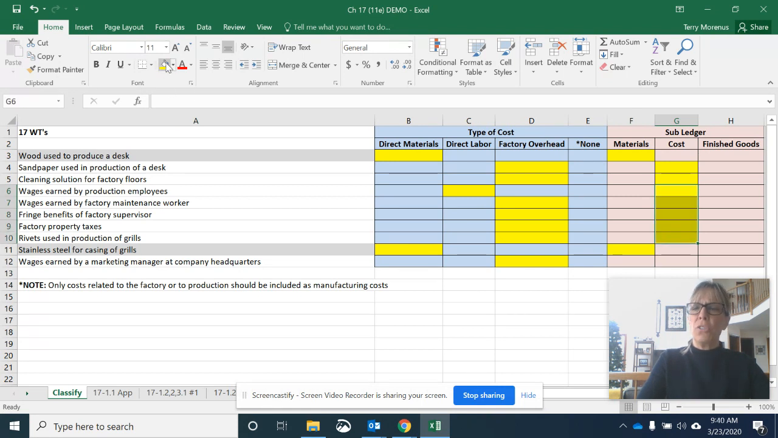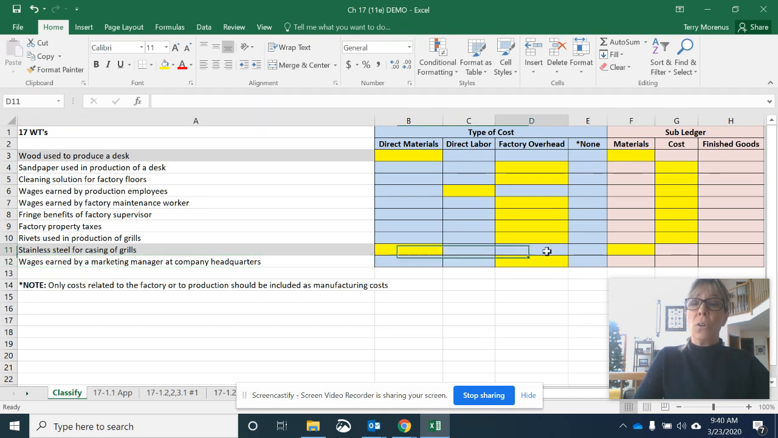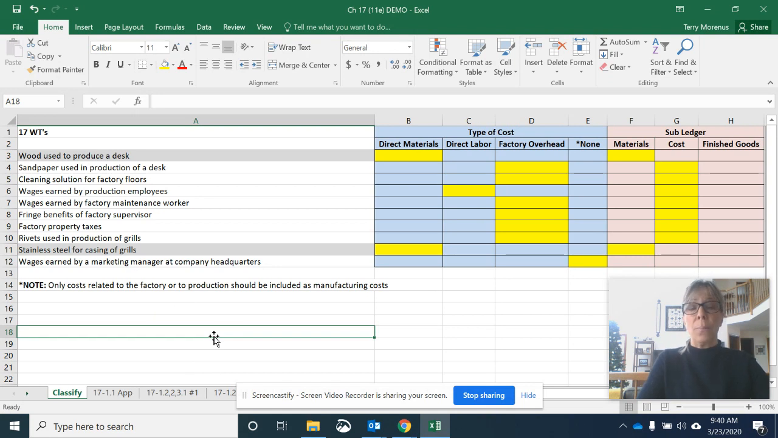I'm going to make another correction in my type of cost classification. I incorrectly told you guys that wages earned by a marketing manager is factory overhead. It is not, because that person, that marketing manager, does not work at the factory. They're at headquarters. So I'm going to format paint this blue, and we're going to put this as none. Now, certainly the salary earned by the marketing manager is a cost to the company, but it's not included in the direct manufacturing of the product or in that factory as well. Okay. All right. So I think we're done with this.